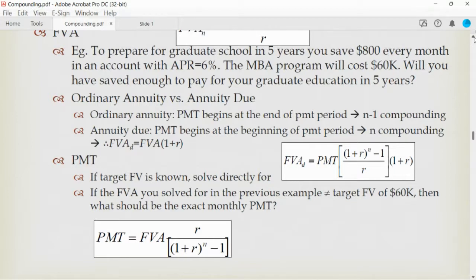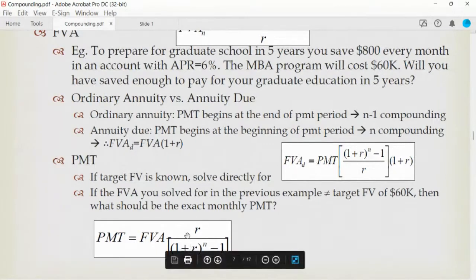It's because you are planning to go to graduate school in 5 years, right? And it's going to cost you $60K. So you are making these deposits every month for the next 5 years to accumulate $60K. But is there any guarantee that putting $800 every month into the bank at 6% APR is going to reach $60K?